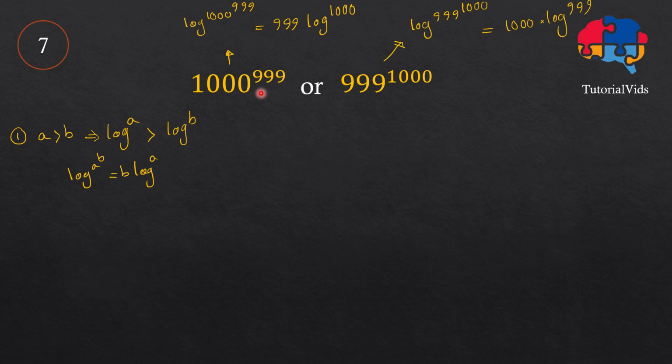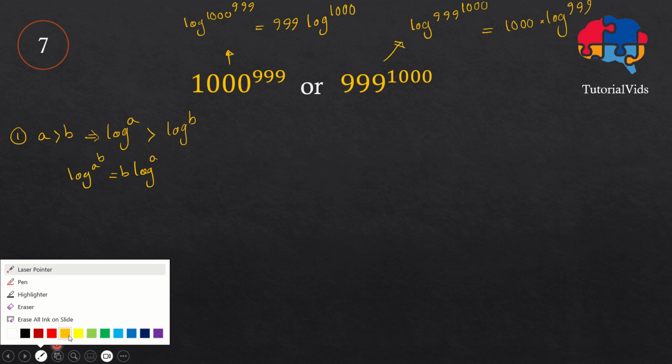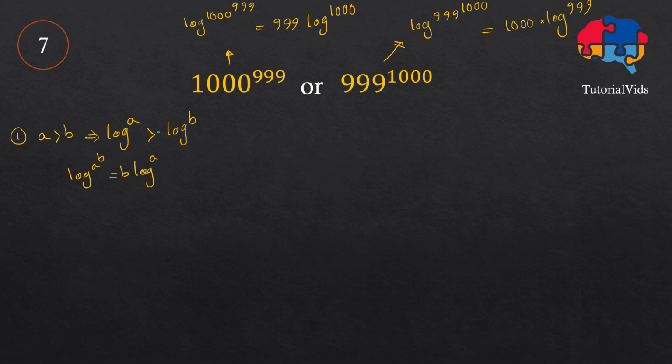So instead of comparing this and this, now I need to compare this and this, which are smaller numbers and easier, but I think the comparison is still not straightforward, and we can further simplify it. So that's where we apply the second trick. And what does the second trick say?